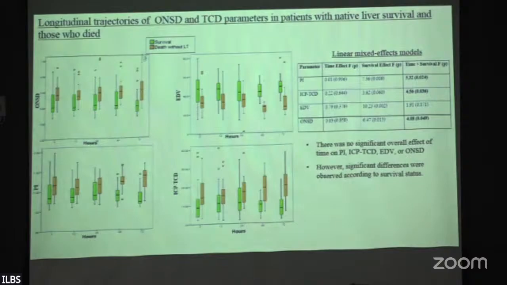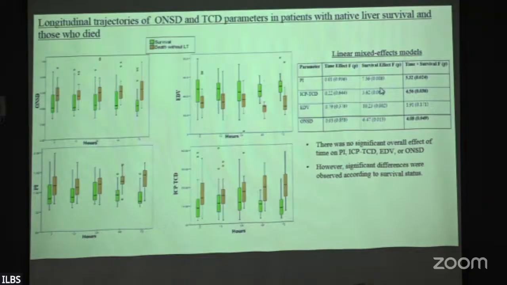What I showed in the table, I am now showing in the box and whisker plot, where the green one is the survivors and the orange one is the non-survivors. With time, the survivors have a slightly improving ONSD. Among the TCD parameters like end diastolic velocity, the survivors have shown a gradual improvement. Your SD is bigger than the mean, so actually you have to use the median. There is also improvement in the PI and in the derived ICP-TCD. And the divergence we can see after 40 to 72 hours in all these parameters.